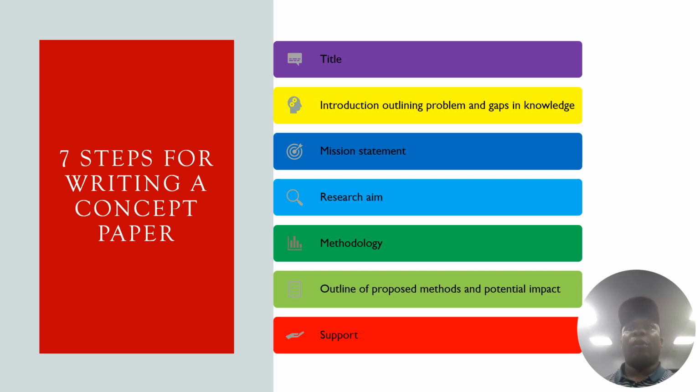Then outline of a proposed method and the potential impact. You need to outline the method. If you are using an experiment, you need to make sure that you outline the experiment and all the steps that you are going to do, and of course the support that you are going to need whenever you are carrying out the project.